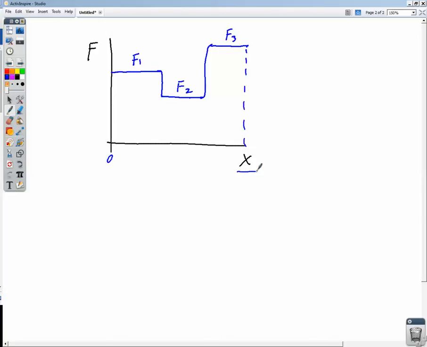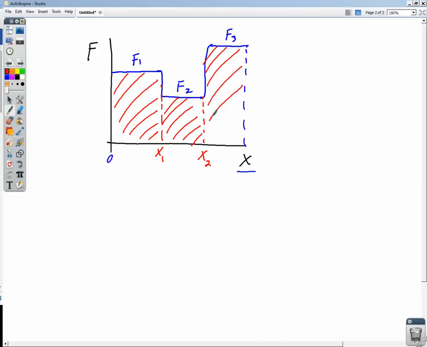Again, as we saw before, it's just the area under the curve. It's really easy to find the area here because we have 3 rectangles. We would do F1 times this first displacement, x1 minus 0. Then we go here and do F2 times this displacement, which is x2 minus x1. That'll give us the area of that rectangle. And then finally, we would do F3 times this displacement here, x minus x2, and that gives us the area of that rectangle. So again, the area under the curve is going to be the work done.